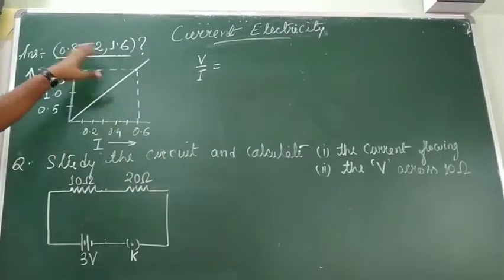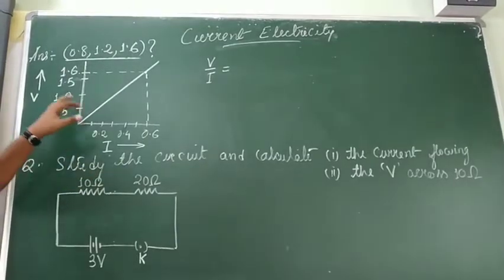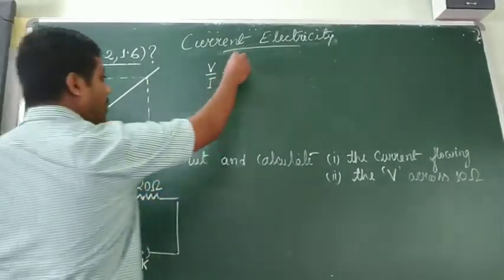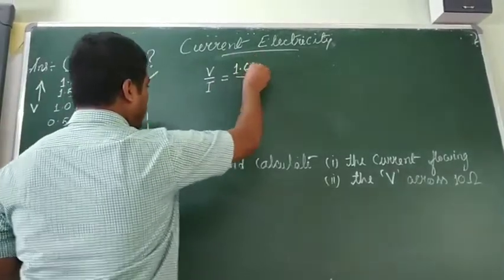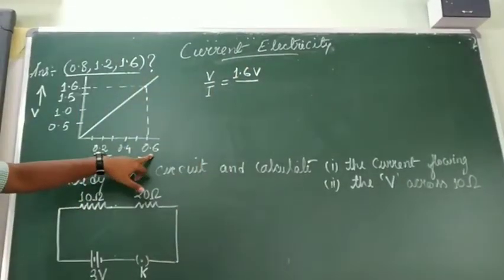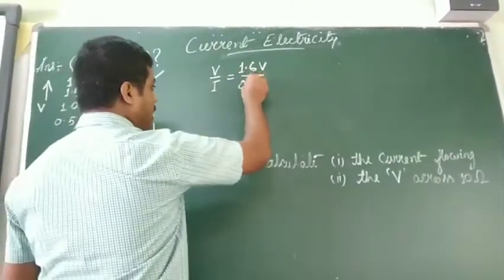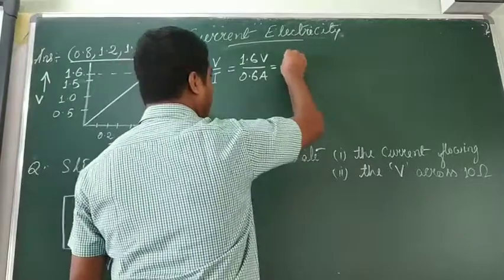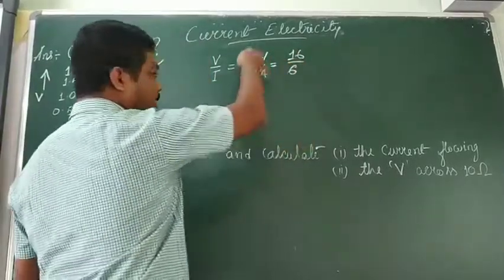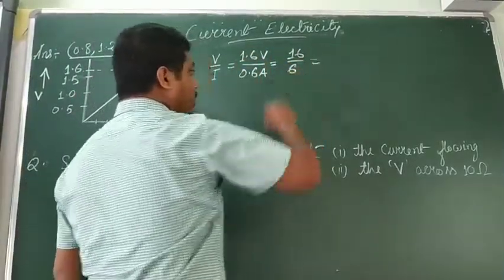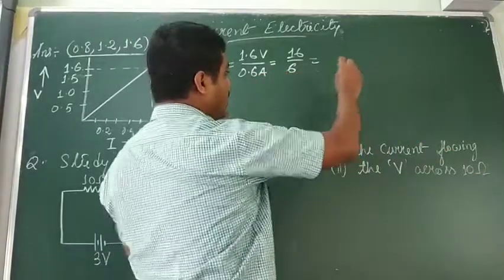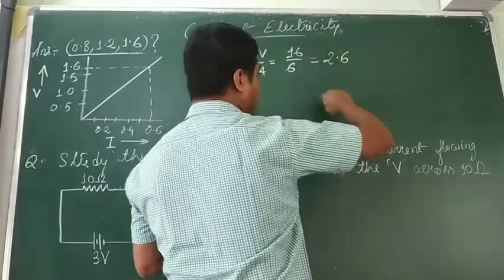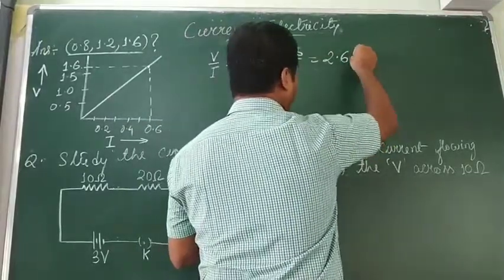Okay, then suppose if I calculate the V by I ratio, here at this point, what will be the value of V and the value of I? The value of V will be 1.6 volt and the value of I will be 0.6 ampere. So if we calculate this, it will be 16 by 6, removing the decimal. Now if I remove the decimal, 6 to the 12, then 40, so 6 6 is 36, then again 40, so it will be 2.66.